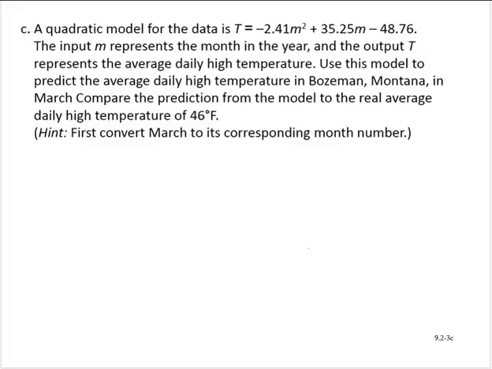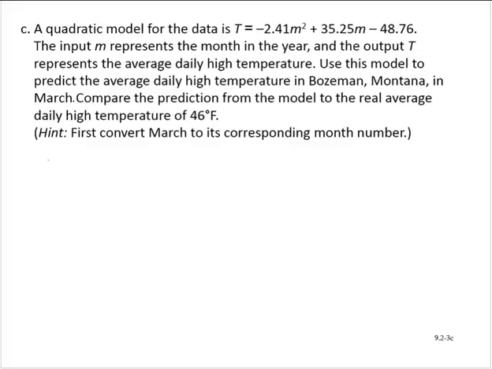A quadratic model for the data is T is equal to negative 2.41 m squared plus 35.25 m minus 48.76, where the input m is the month of the year and the output T represents the average daily high temperature. Use the model to predict the average daily high temperature in Bozeman, Montana in March. And we're then asked to compare the prediction from the model to the real average daily high temperature of 46 degrees Fahrenheit. And we're given a hint to first convert March to its corresponding month number.